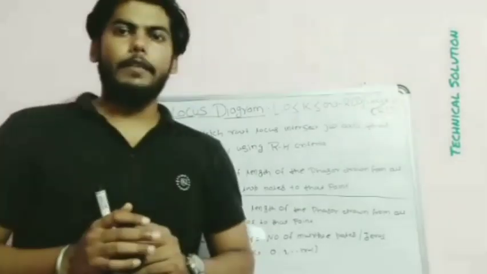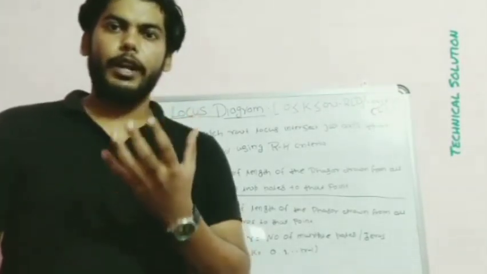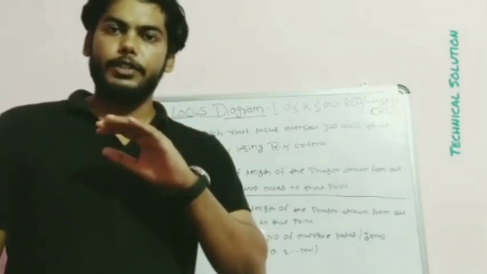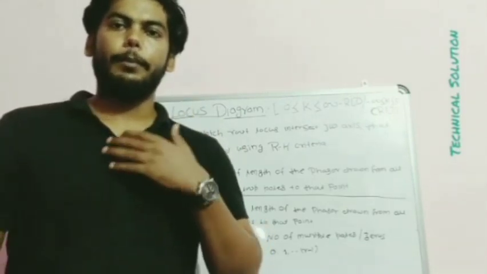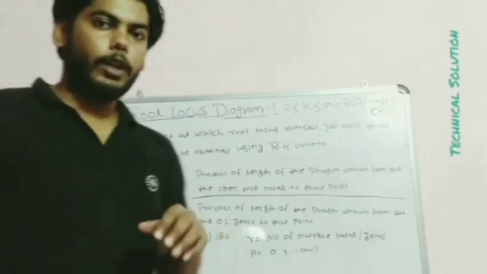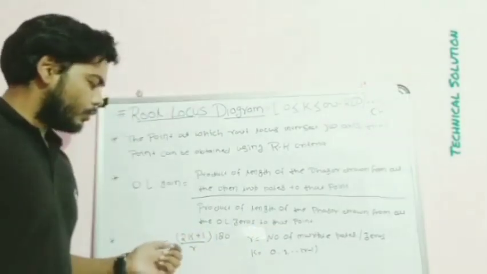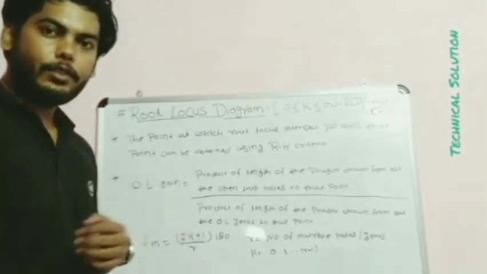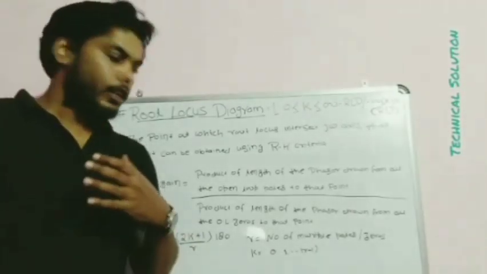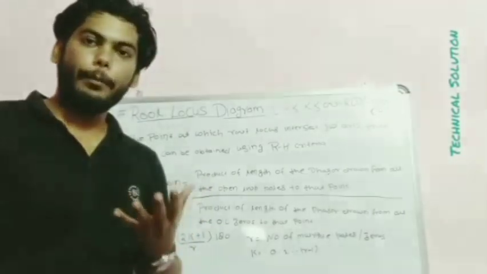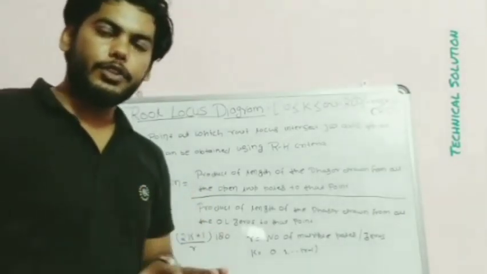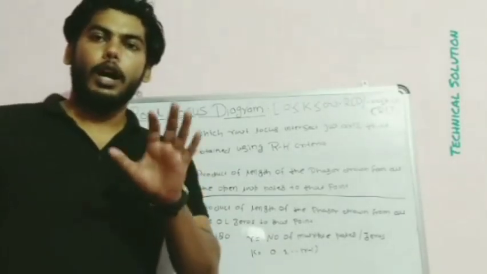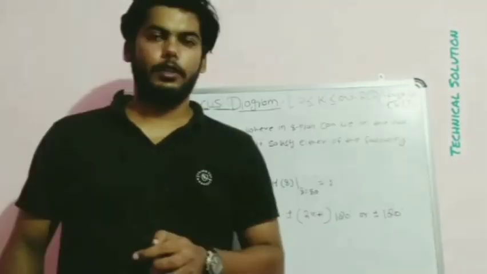Now the eleventh point is to find the angle of arrival and the angle of departure for multiple poles and multiple zeros. We have the formula phi m equal to twice (k plus 1) upon r, where r is the number of multiple poles and zeros, and k varies from 0 to r minus 1.